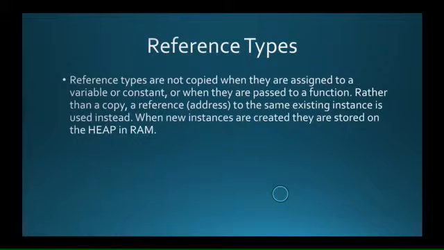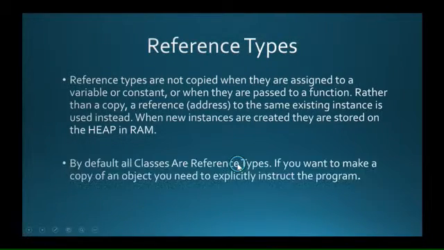Now, reference types, where do they store their instances? They store them on the heap in RAM. So reference types are stored on the heap, while value types are stored on either the stack segment or the data segment in RAM. Now, here's something that's really important. By default, all classes are reference types. But if you do want to make a copy of the object, or you want to pass by value, you need to explicitly instruct the program.